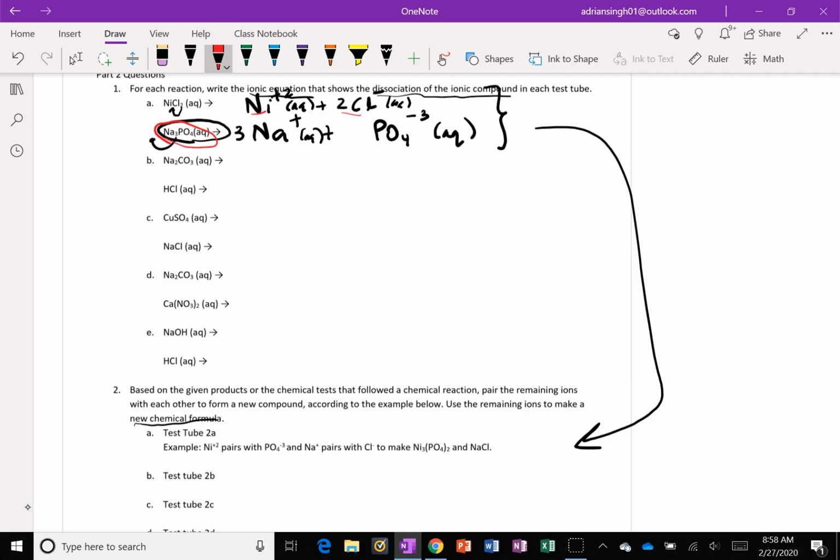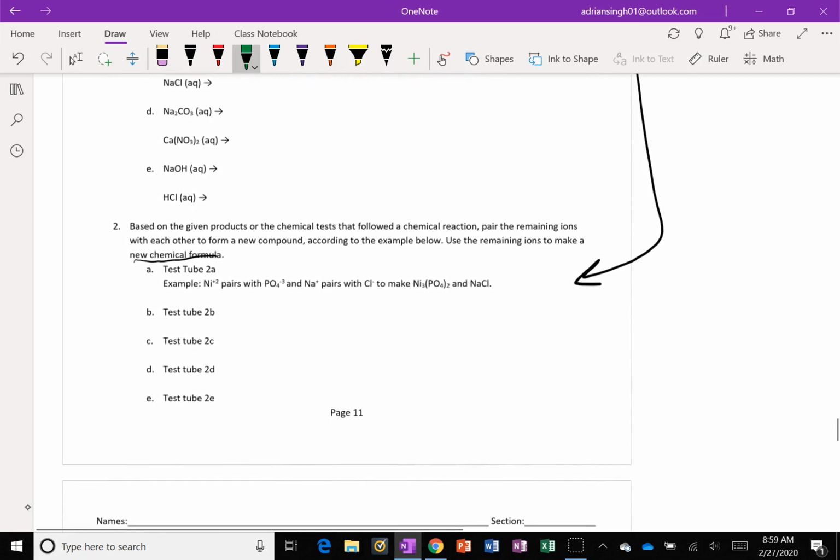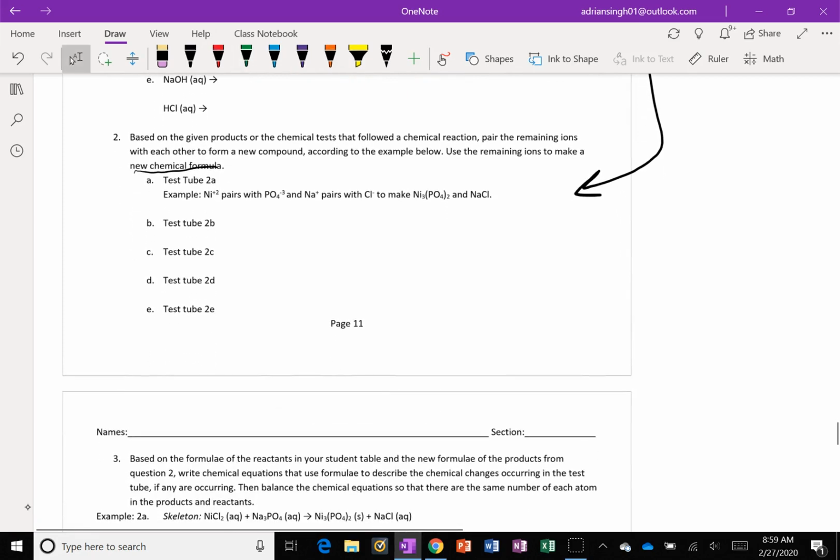So the sodium now is going to go with the chloride, and the nickel is going to go with the phosphate. And what you have to do is just combine them in the right ratio, so your ionic compound ends up being overall neutral. So the nickel goes with the phosphate to make the nickel phosphate, right? And again, the subscripts tell you the ratio that they need to be in, and the sodium pairs up with the chloride to make sodium chloride.